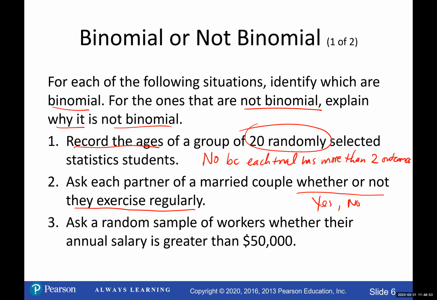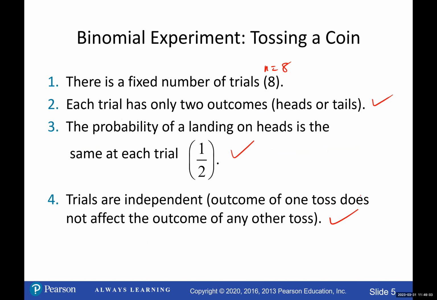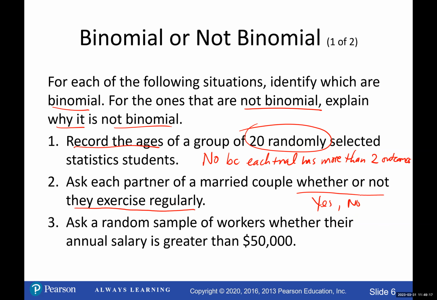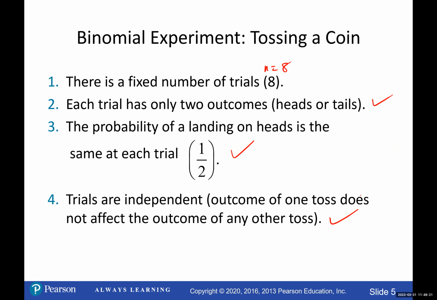We need the fixed number of trials, right? What else? We need two outcomes. Okay, it's two outcomes already. We need the probability of landing. The probability must be the same. Is the probability going to be the same? Right? Okay, maybe the next one. The trials are independent, right?